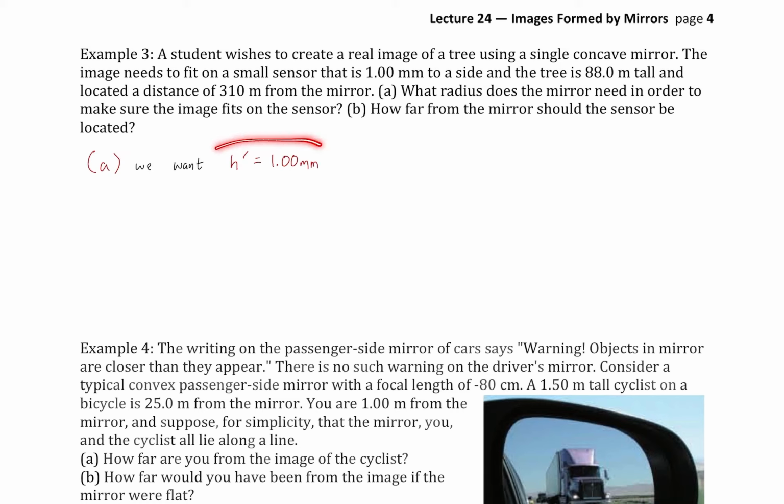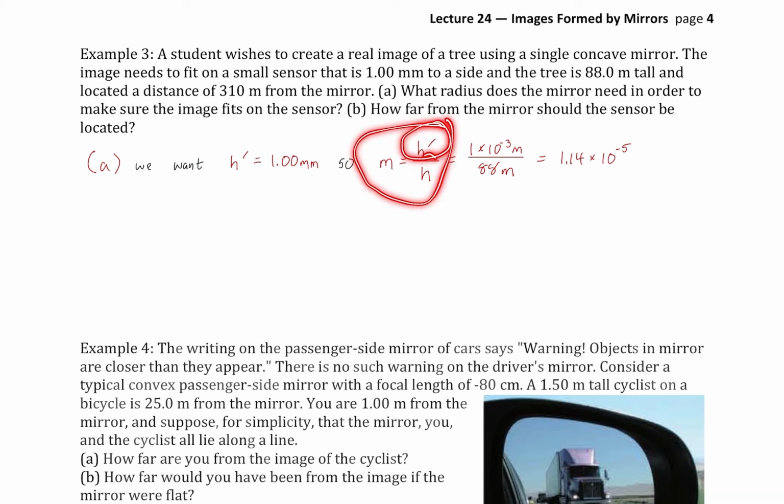Okay, so we want h prime to be 1 millimeter. So we're going to set up our equation and solve for magnification, okay? By definition, magnification is image height over object height, h prime over h. We know both those because we're told the tree is 88 meters tall, right? So there we find out that our magnification is really small because we would need that image to be a lot smaller than an object, right? So it's 1.14 hundred thousandths, okay? No dimensions or anything, it's just a factor.